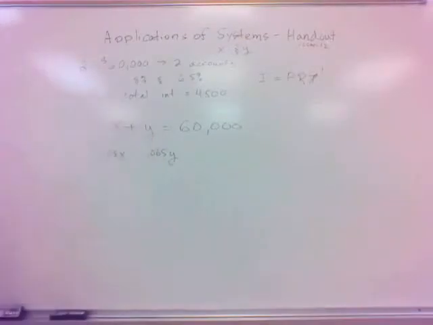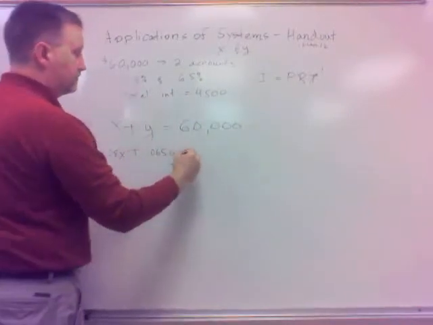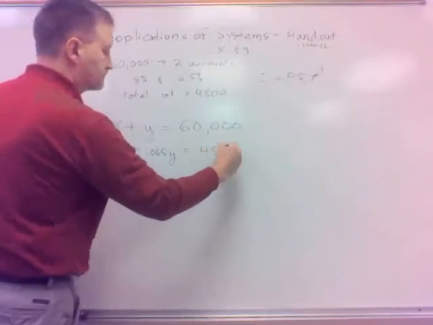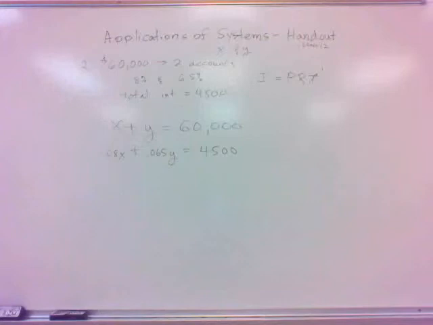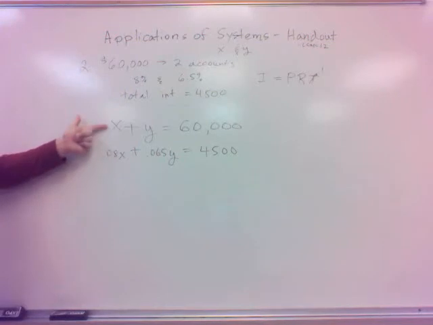And what I know about those two is that they total 4,500. So add those two up, and you do have 4,500 there. Okay. Now this one could go either way. We could eliminate. We could multiply this one by negative 0.08. But this one also is a good one for substitution.